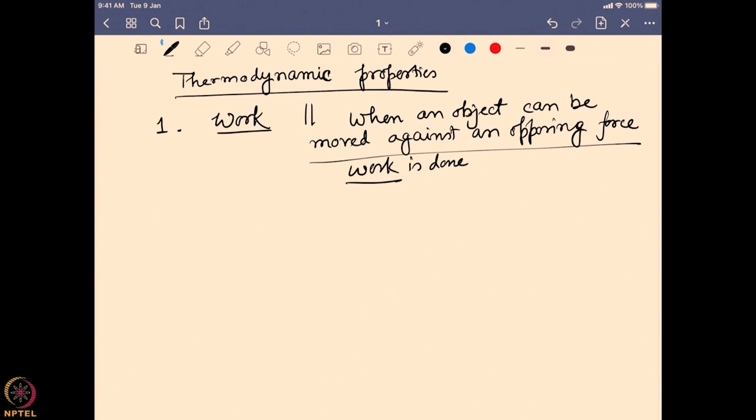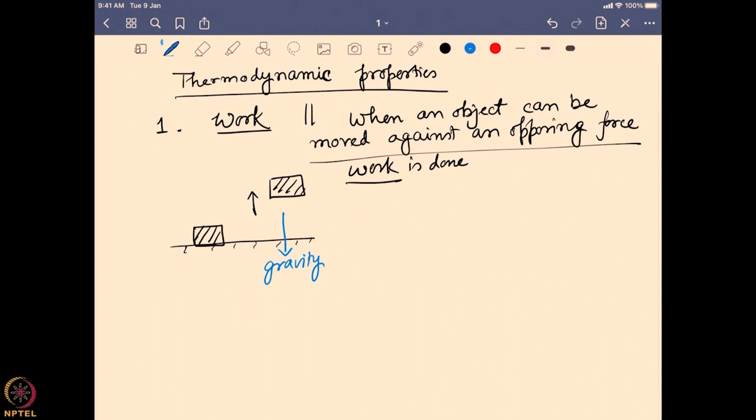For example, a very simple system is that we have a particular mass present on the ground floor and then we are lifting the mass up. Over here we are doing work because we are working against gravity, because gravity wants to make sure that it stays at ground level, but when we move it up, we are working against gravity. That is the opposing force over here, and we can say work has been done.